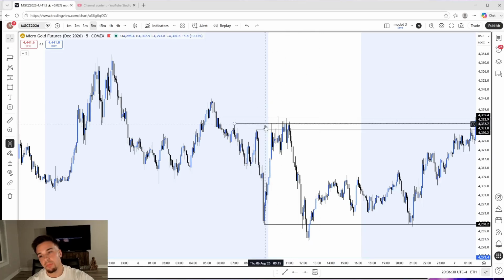So as you can see, price makes a couple highs, it makes a new low, price comes up, sweeps all those low resistance highs, and then shoots right back down to that low resistance low, right?